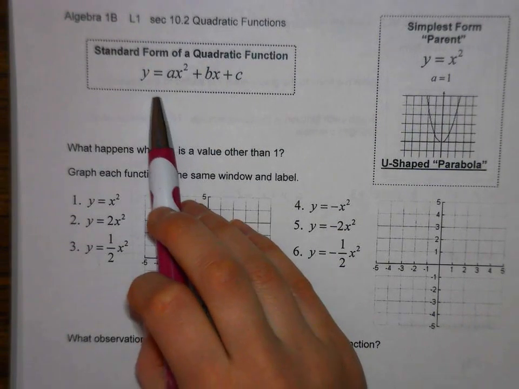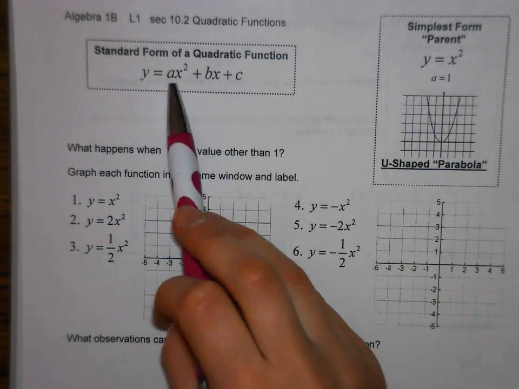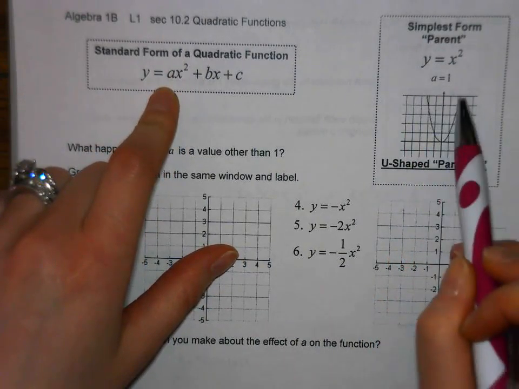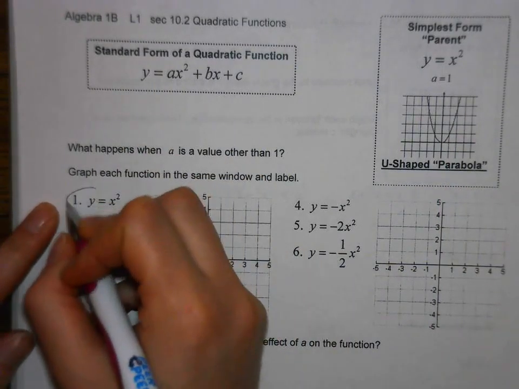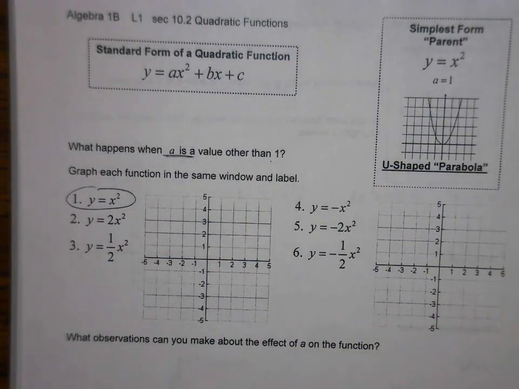Quadratic functions in standard form is y equals ax squared plus bx plus c. The simplest form, or the parent form, is y equals x squared, where a equals 1, and the graph will look like this. So let's take a look at this first one and see what happens to a when it's something other than 1.